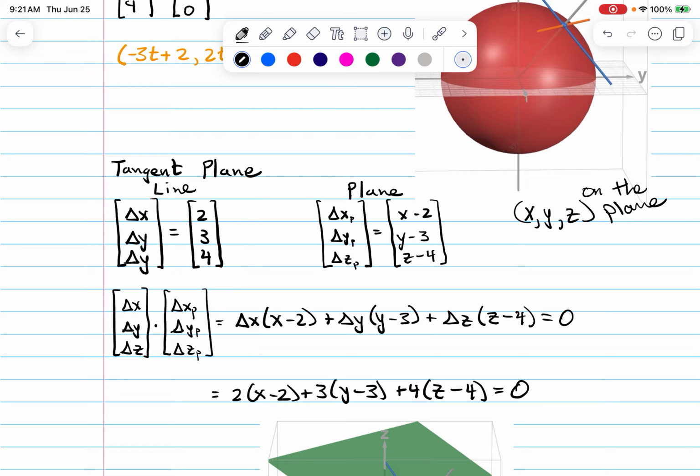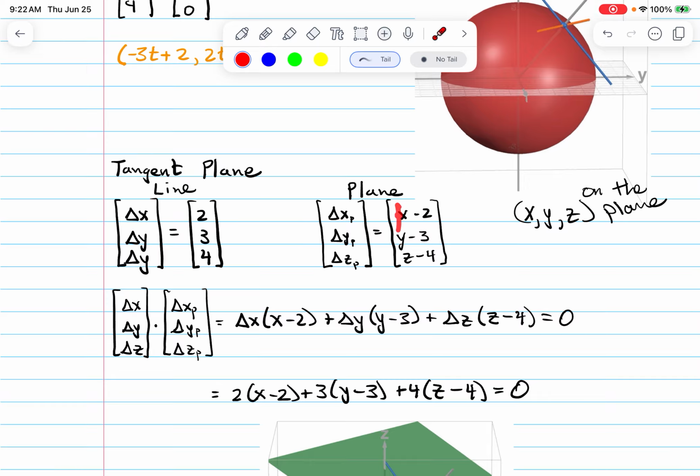And let me get the delta x for that one. Delta x is x minus 2. See? X minus 2. Okay? Delta y is y minus 3. Delta z is z minus 4. This right here is what I want to use to do the dot product with this one. And when I do that dot product, what I'm going to get is 0 because they're perpendicular.